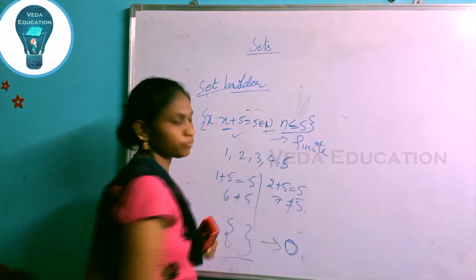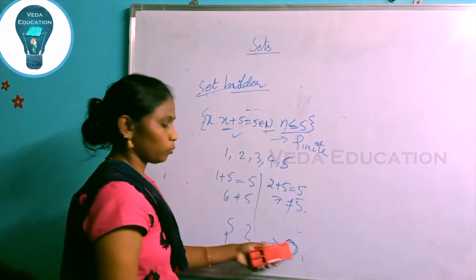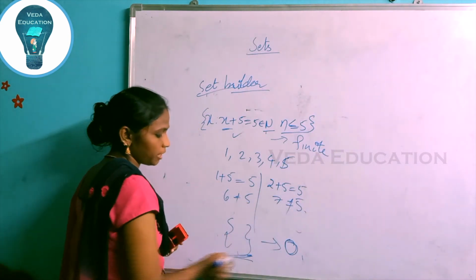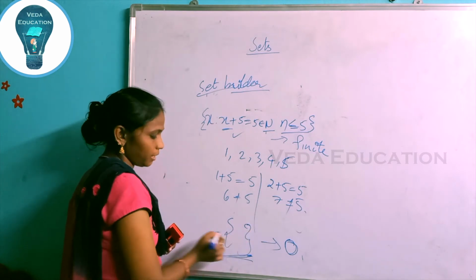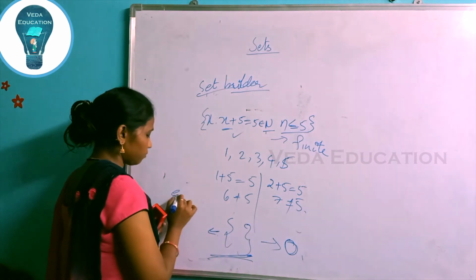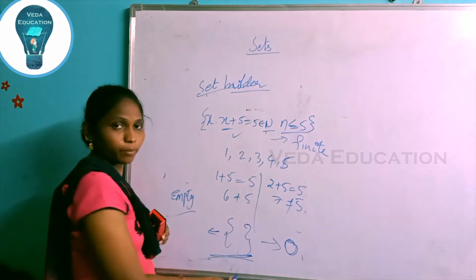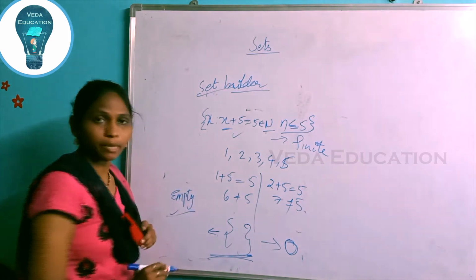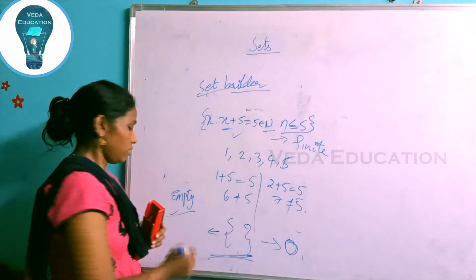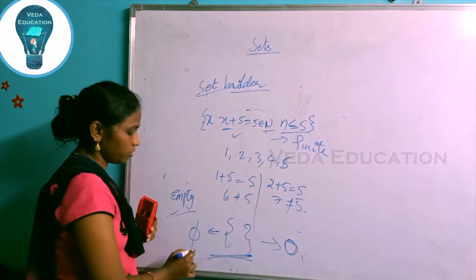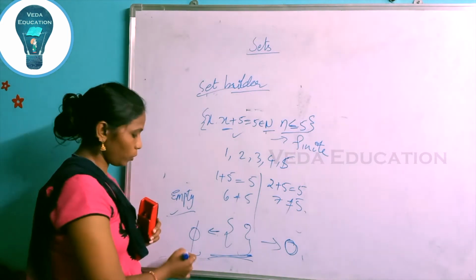Got it? And also 0. How many elements are there? 0, nothing. So this set is called an empty set. In that set, no element is present. That we called as empty set or null set or void set. For that we will use this sign. Okay.